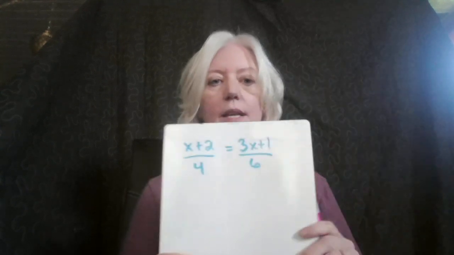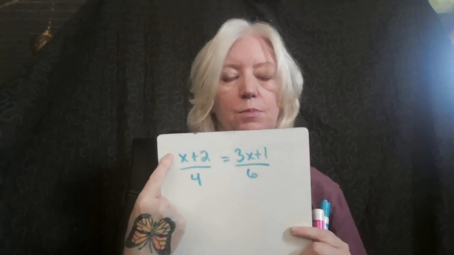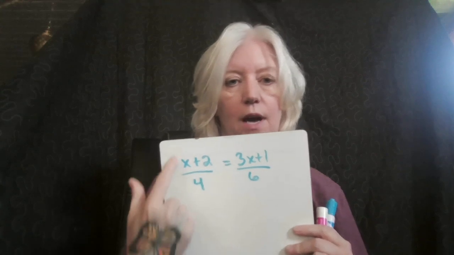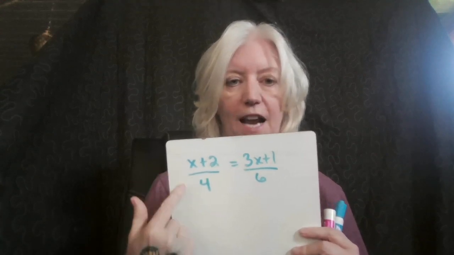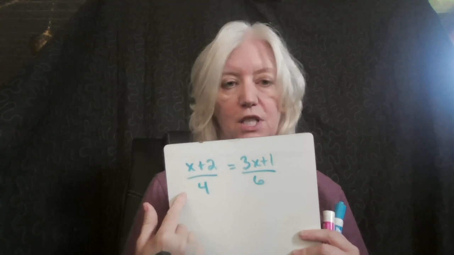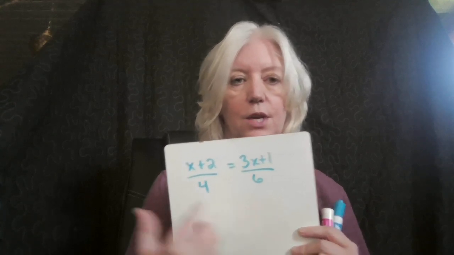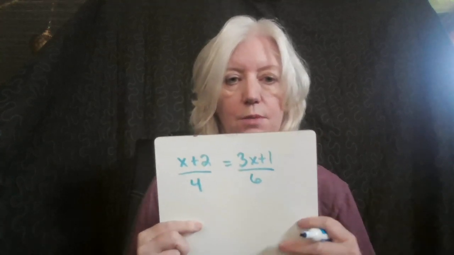Hello, today we are going to solve equations that look like this. Equations that have an algebraic expression on top and a number on the bottom, where you have a rational, meaning fractional, expression on the one side and another one on the other side. Okay, here's how you're going to do that. You are going to cross multiply.